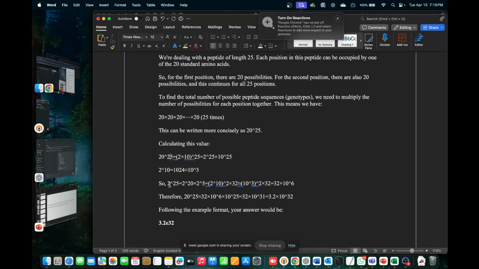Then you do the substitution. 2 to the power 25, you calculate what it is, 10 to the power 32 into 10 to the power 6. And you just replace 2 to the power 25 here. So it becomes 32 into 10 to the power 31, which is 3.2 into 10 to the power 32.